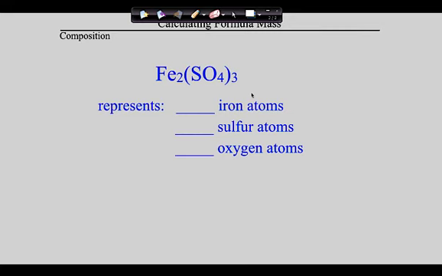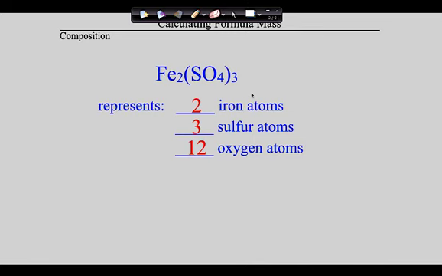Now guys, how many iron atoms? 2. How many sulfur atoms? Oh yeah, I was going to say 2. It's 3. 3 sulfur atoms. And guys, how many oxygen atoms? An even dozen. You good? You understand the idea? Okay.